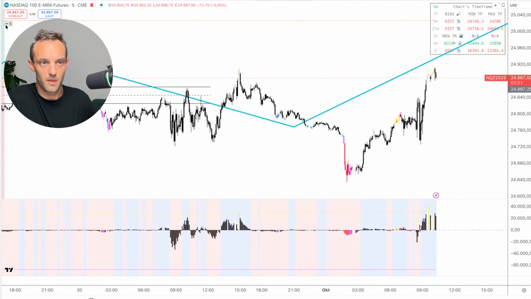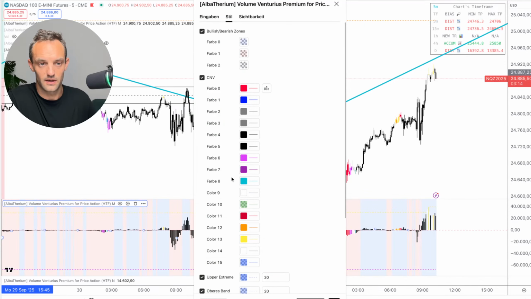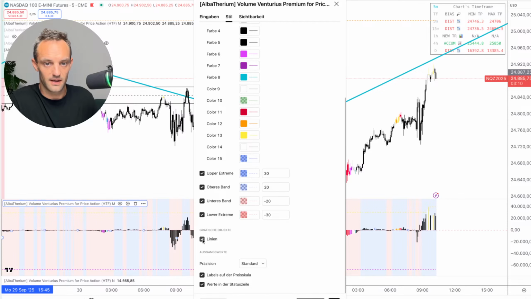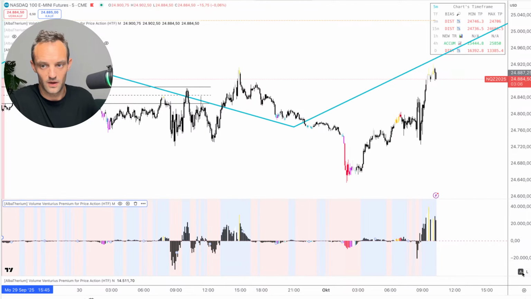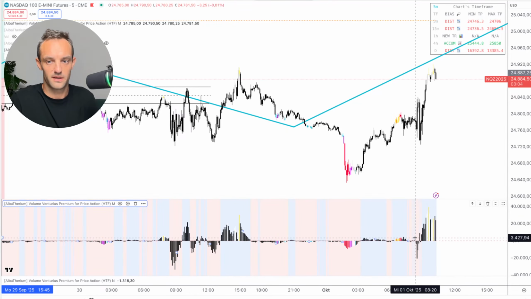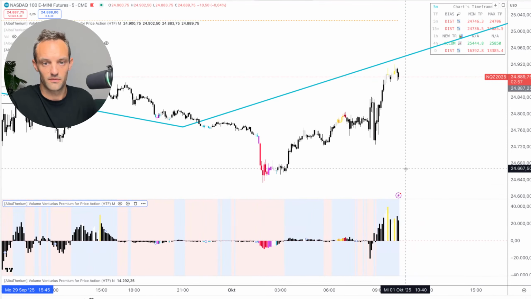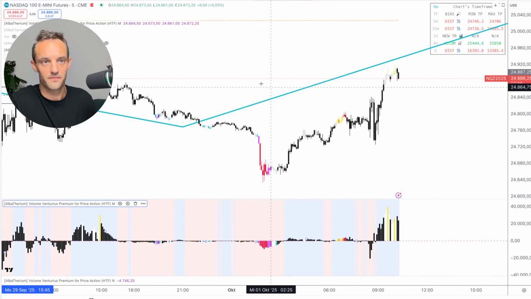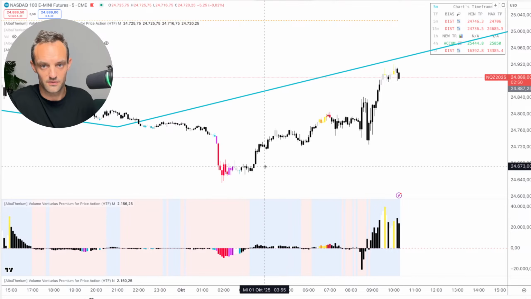And also, when you want to use the auto mode, the automatic scale mode, and you also want to have it for volume ventures, disable the lines. If you disable the lines here, then the automatic mode works much better, because the lines will always push it, especially when you work on lower time frames, to very, very small levels. So on the 5-minute chart, you have the same information.